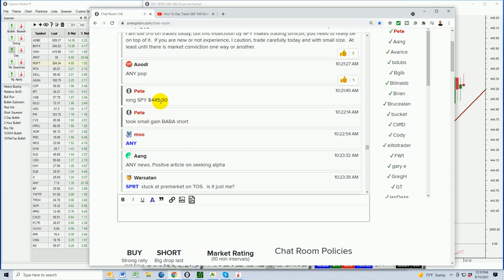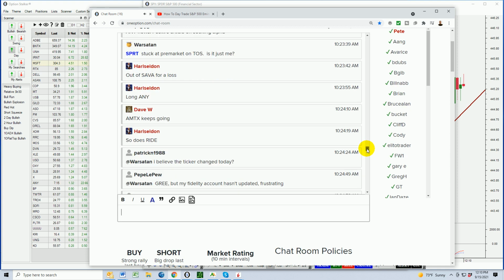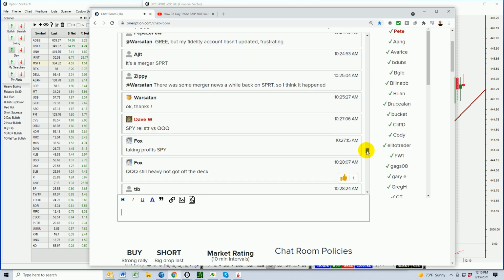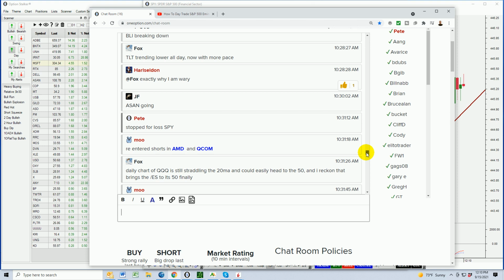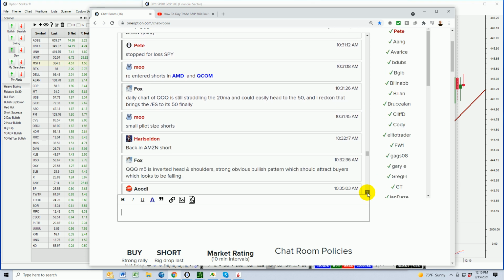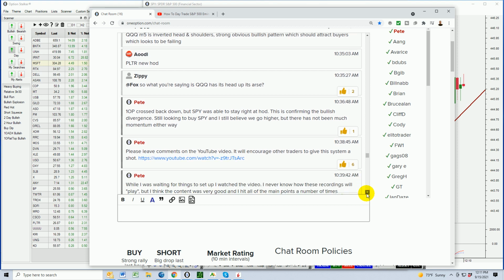Long SPY 445.30, and this is almost 2 hours in. Not quite. And now I'm sticking with the position because I'm actually quite content with what I see the market doing as it's unfolding. And I'm going to continue to scroll down because I'm scaling in, scaling in, scaling in.